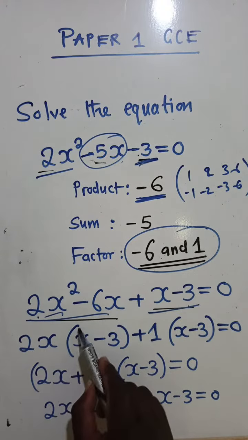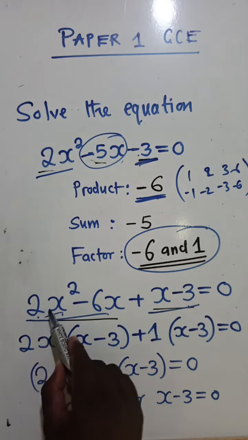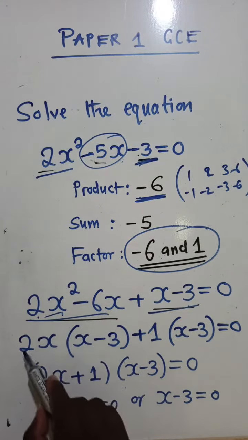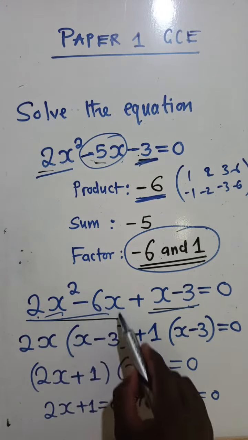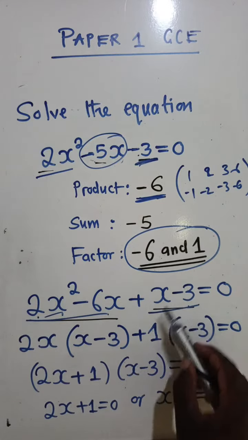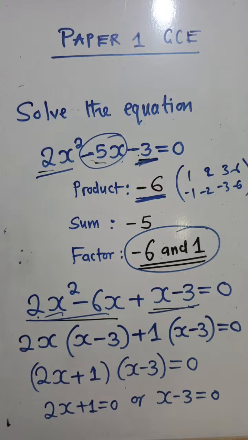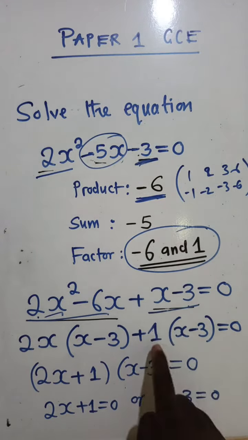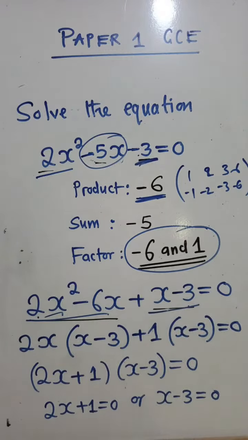This is a 2x, open bracket. 2x into 2x squared, it's x. 2x into negative 6x, it's a negative 3. Between these two, what is it that is common? It's a 1, okay? So that one, you write it outside the brackets. 1 into x, it's x. 1 into negative 3, it's a negative 3.